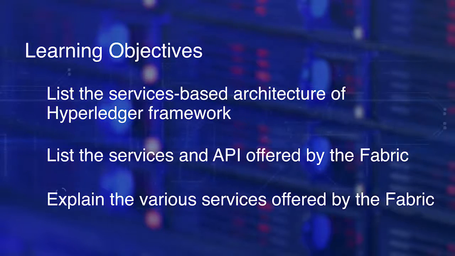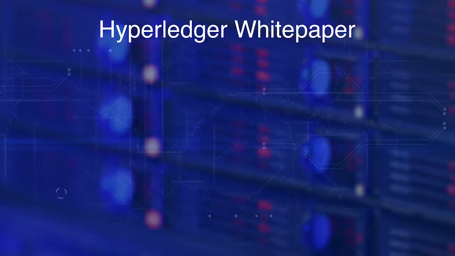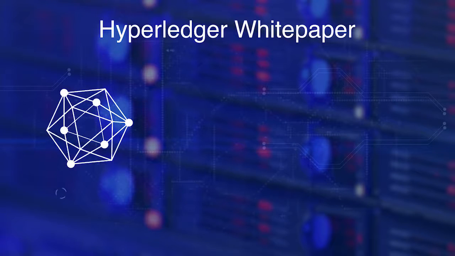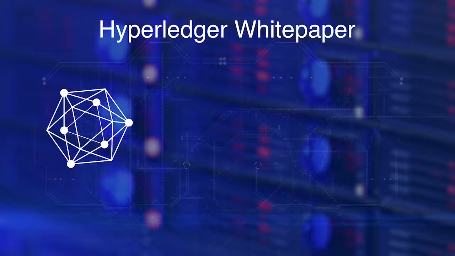A popular way an emerging technology or business is explained is through a white paper. Recall, we refer to Bitcoin's white paper and Ethereum's white paper in our earlier courses. Of course, there's a white paper explaining the services of the Hyperledger framework. We have provided the link in the resources section.